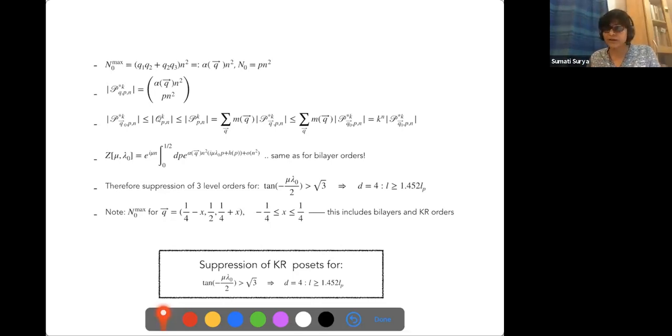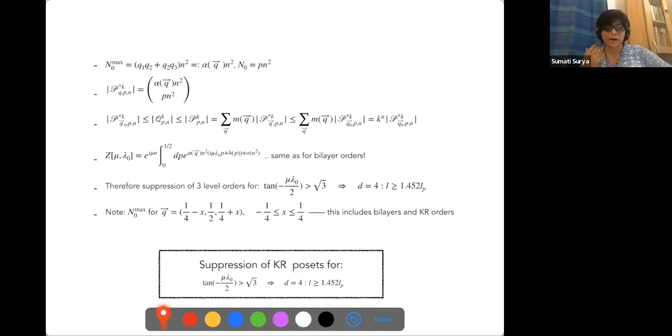And in trying to understand why it works for both the bilayers as well as the KR orders, we realize that the maximization of the links happens when Q, the filling fraction, is of this form, and it includes both the KR as well as the bilayer orders. So the maximization problem has all of these, and it is those maximal ones that saturate the bound, and that's what we're using, because this is a leading order calculation.